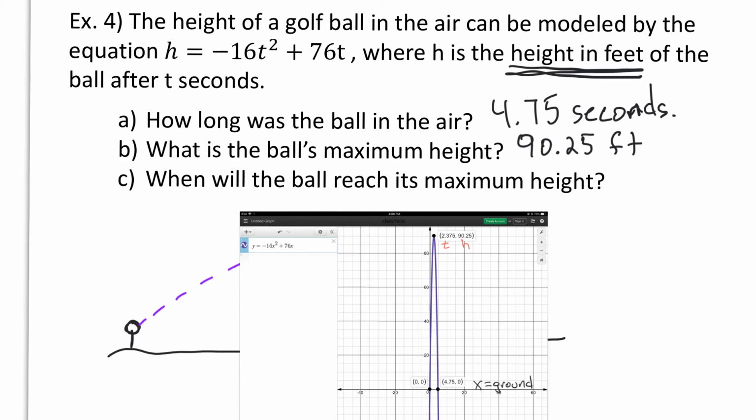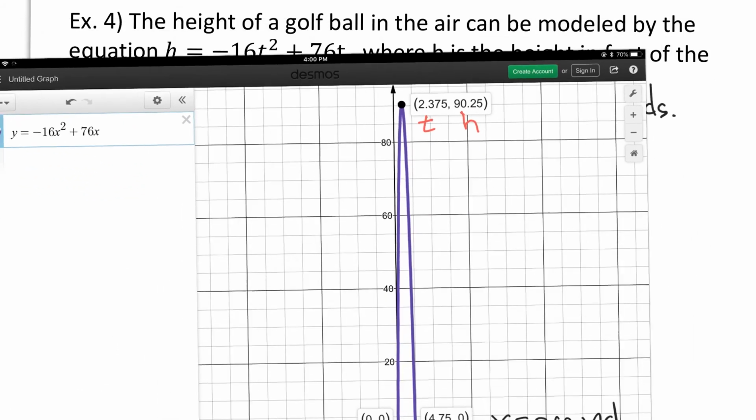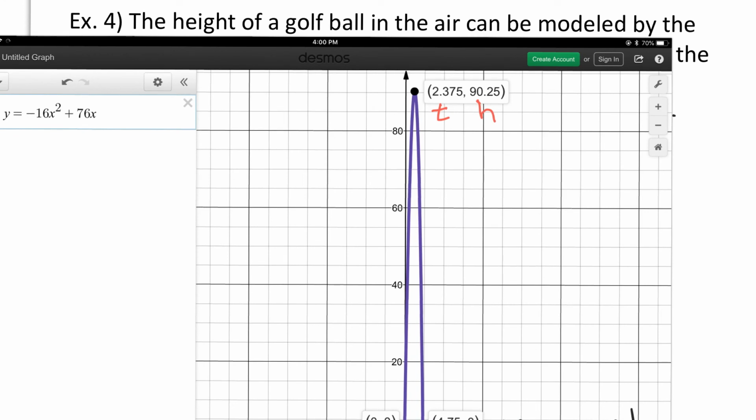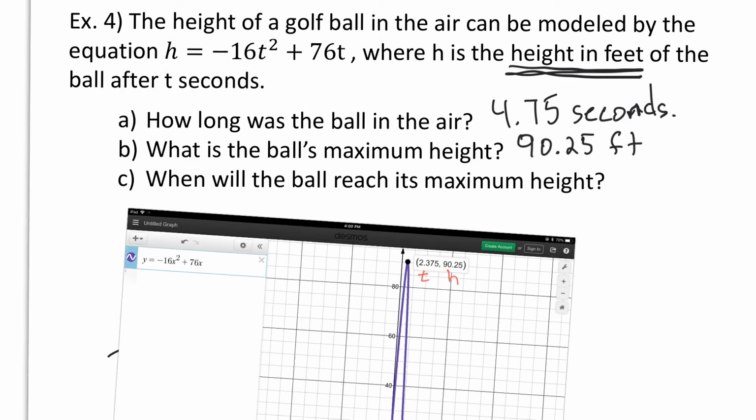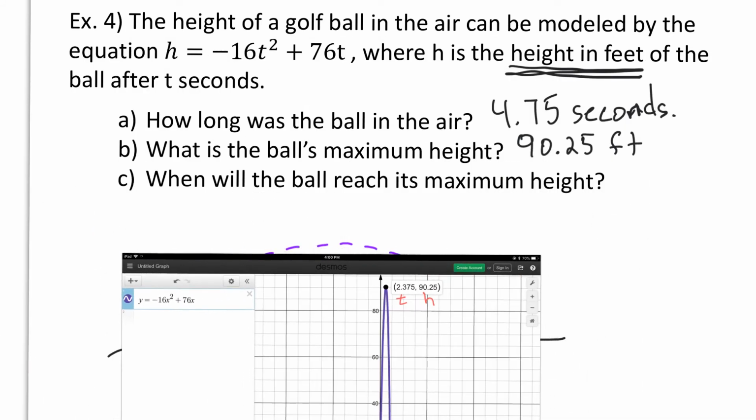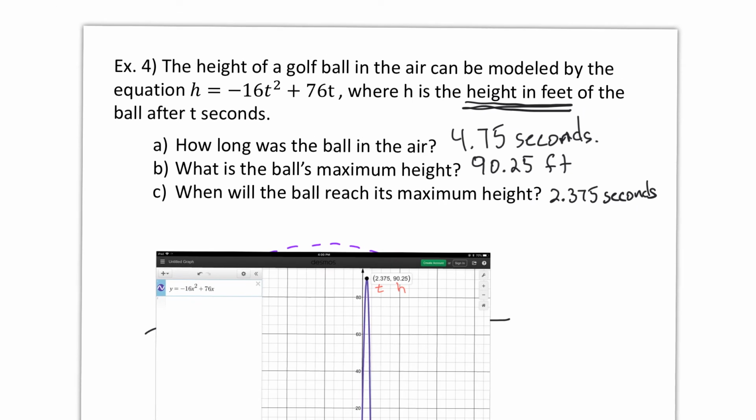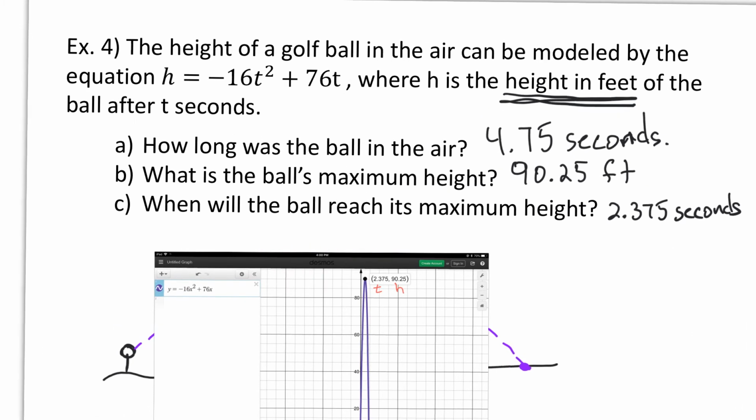So let's go back to that graph here. And the maximum height, well, we know that the maximum is this one. That's when it hits the maximum and then it came down. And this represents the time it took to get to this height. So 2.375 seconds. So let's write that down for part C. So we have 2.375 seconds.